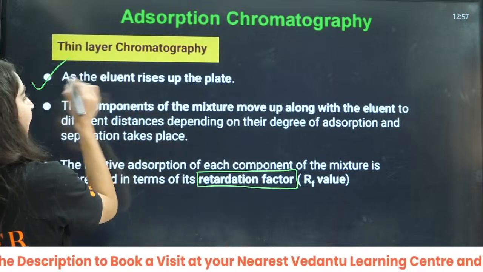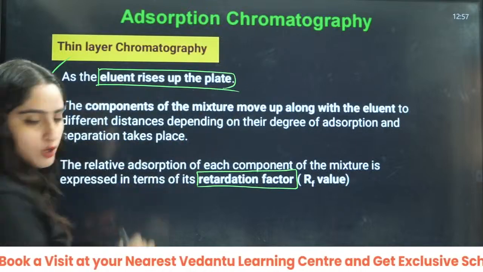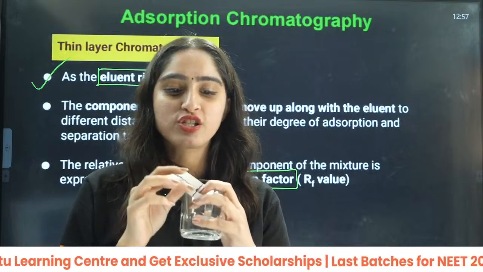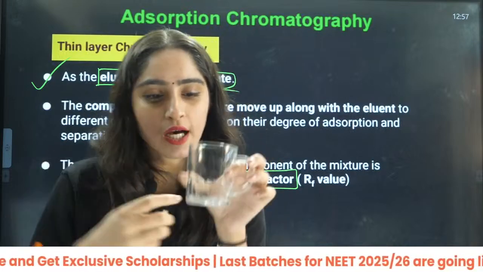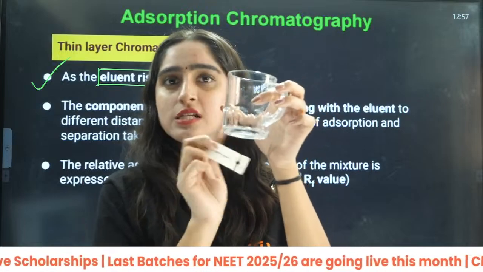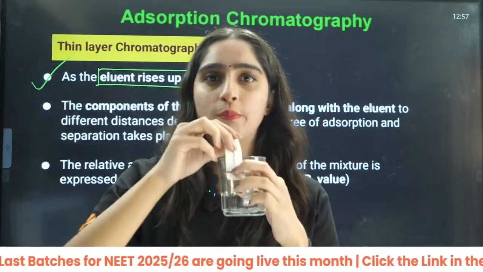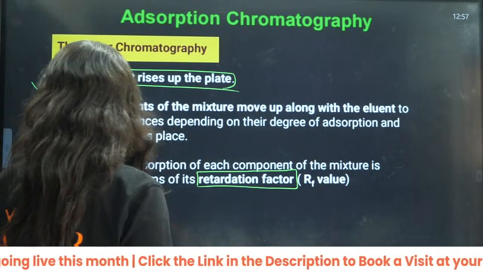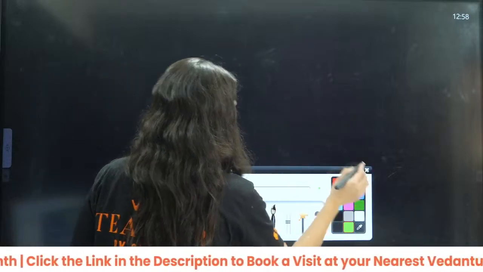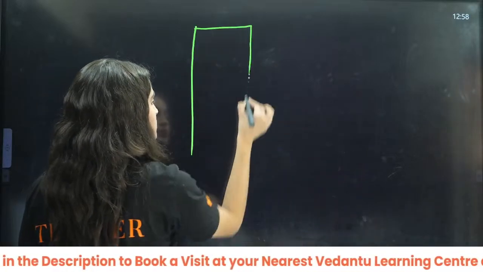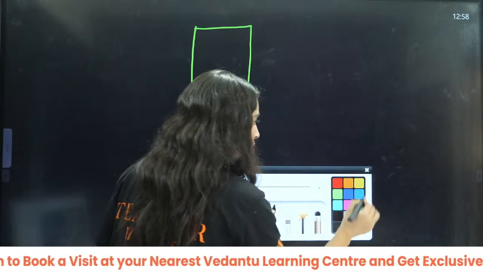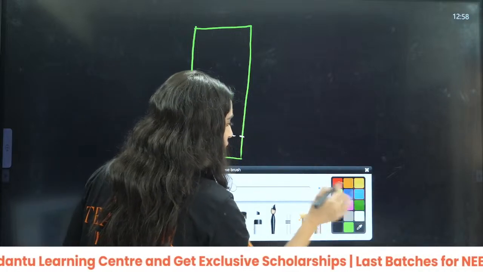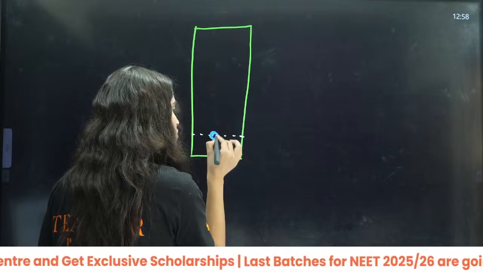Now, as the eluent rises up the plate, see one thing: when you have added the mixture here, it's not only the mixture that is rising up. Even the solvent that is placed here is also rising up. So I will make a diagram for that. For example, this is your glass plate. After 2 centimeter, you have your baseline, and on this baseline you have your mixture.